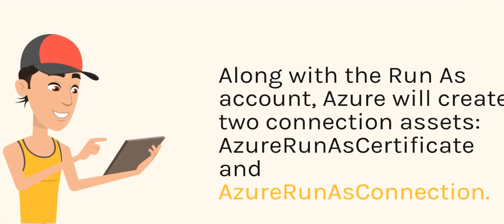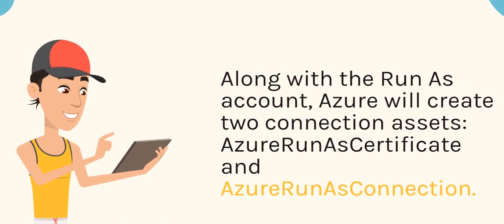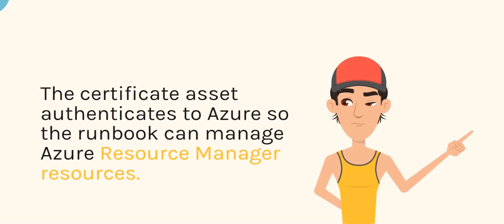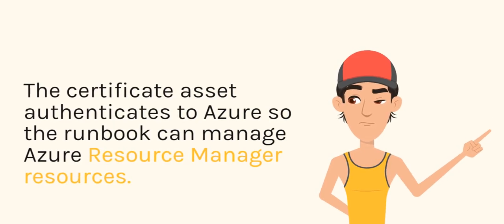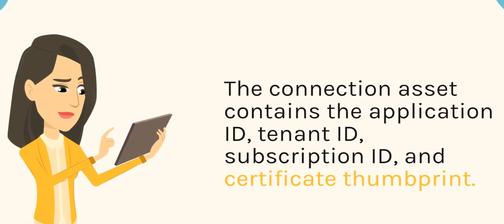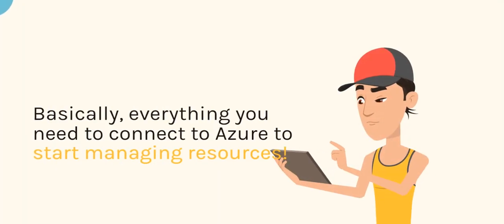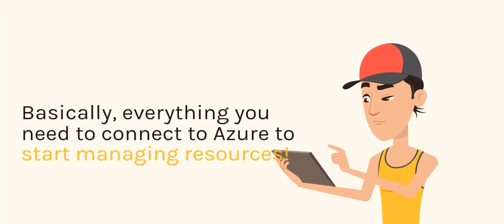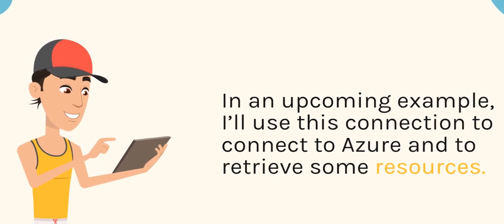Along with the Run As account, Azure will create two connection assets, Azure Run As certificate and Azure Run As connection. The certificate asset authenticates to Azure so the runbook can manage Azure Resource Manager resources. The connection asset contains the application ID, tenant ID, subscription ID, and certificate thumbprint. Basically, everything you need to connect to Azure to start managing resources. In an upcoming example, I'll use this connection to connect to Azure and to retrieve some resources.